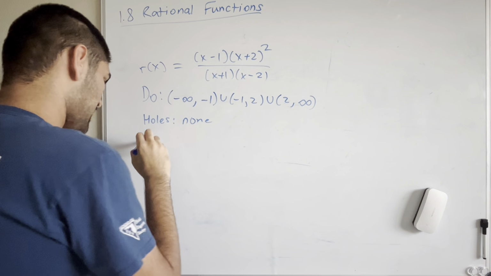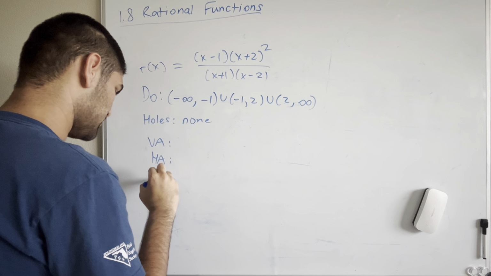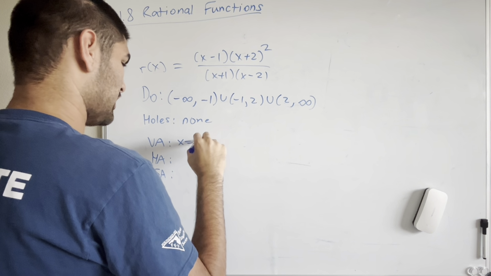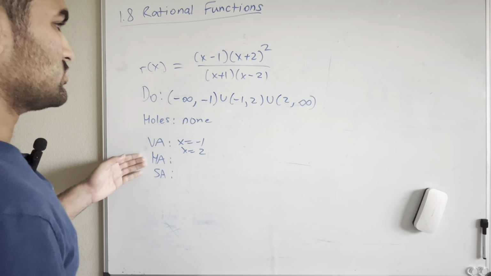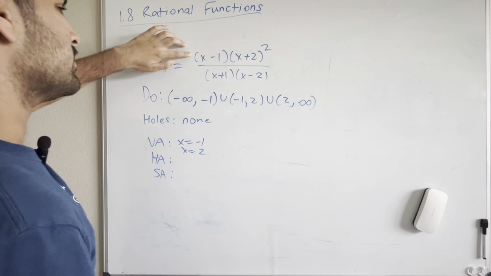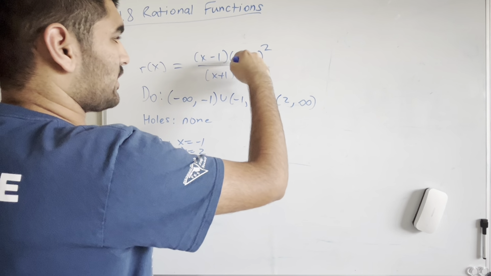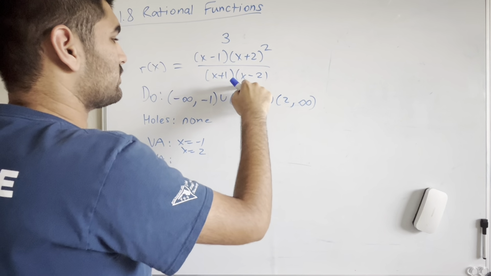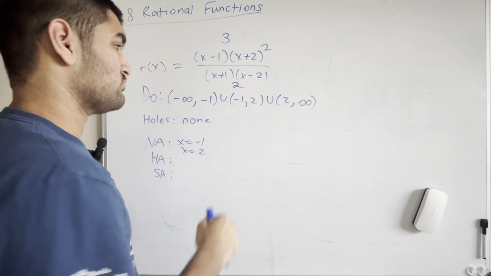All right, next let's look at our asymptotes: vertical, horizontal, and slant. So the vertical asymptotes are x equals negative 1 and x equals 2. Horizontal asymptote. All right, so the degree of the numerator is, we have a quadratic term, right, x squared times x. So our total degree is 3. And then for the denominator, total degree is 2, right? Because you have two linear factors combined together.